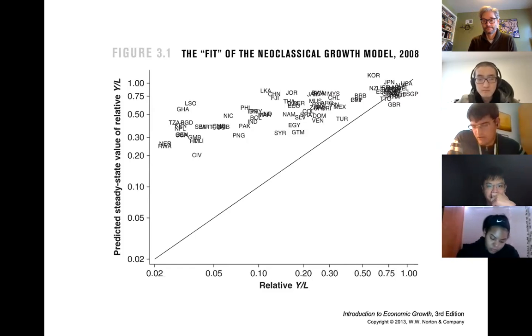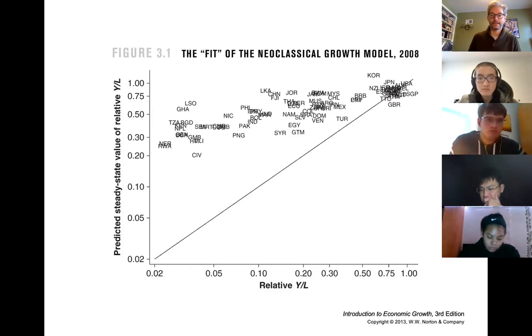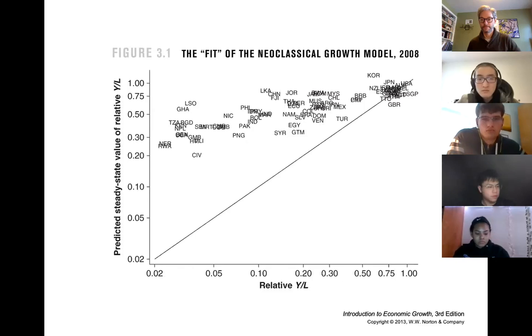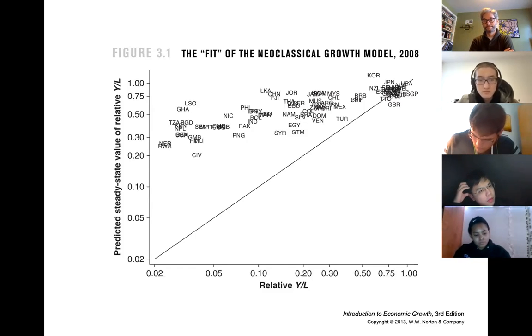It could have something to do with the fact that we're assuming the same technological ability as the US, which rich countries should have, but poor countries might not. Exactly, exactly. Notice here how we're over predicting for all the poor countries, right? Why? Because they obviously don't have the same A as the United States does. And so this Solow model actually does a very good job of predicting rich countries, but it does not do such a good job of predicting poor countries, right?